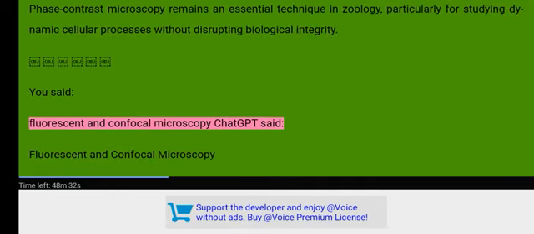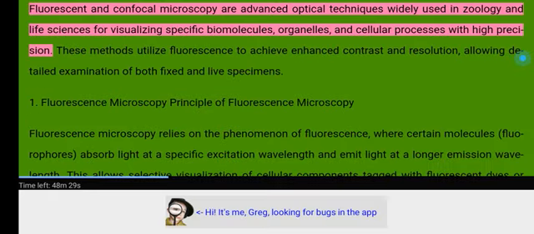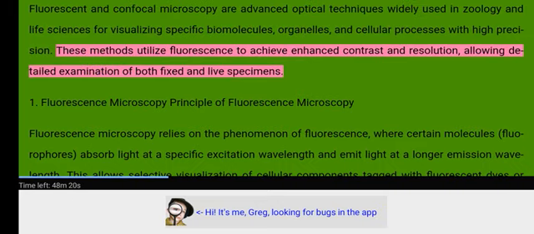Fluorescent and confocal microscopy. Fluorescent and confocal microscopy are advanced optical techniques widely used in zoology and life sciences for visualizing specific biomolecules, organelles, and cellular processes with high precision. These methods utilize fluorescence to achieve enhanced contrast and resolution, allowing detailed examination of both fixed and live specimens.